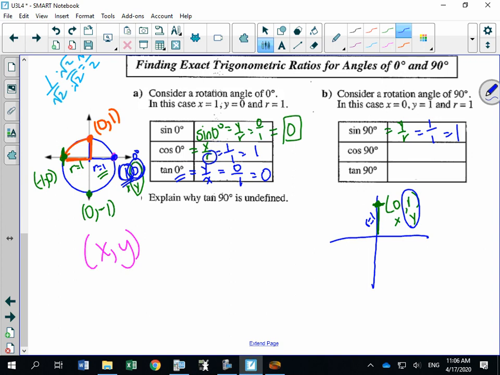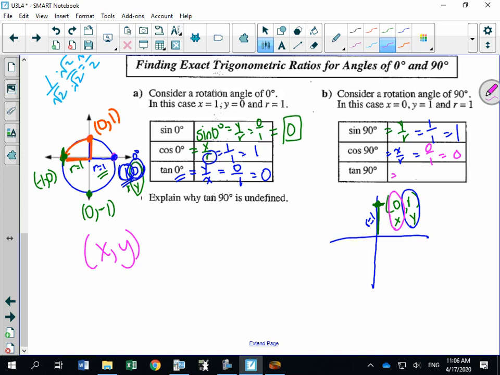Cos of 90 degrees, cos is x over r. X is 0. My radius is going to be 1. Cos of 90 degrees is 0.